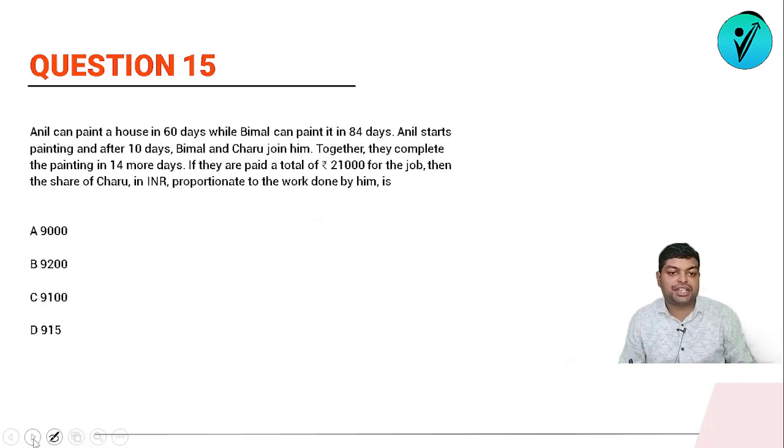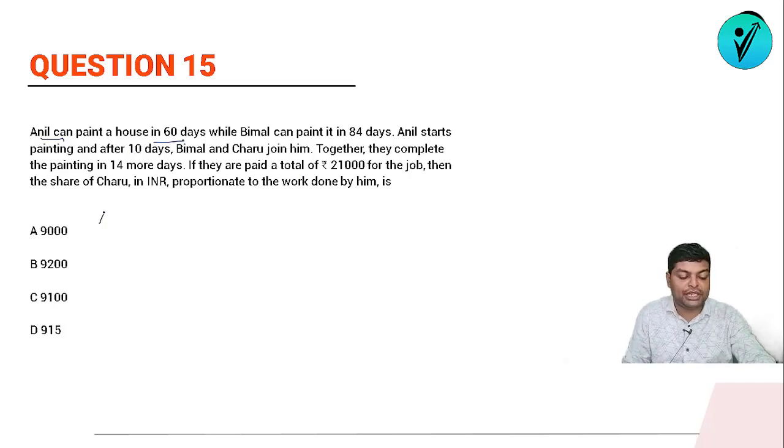So next question is question number 15. It is from the chapters of time and work. So what this question is saying that Anil can paint a house in 60 days. Means if you'll employ Anil to do a particular work, he can do it in 60 days. Okay. Bimal can paint it in 84 days. If you'll hire Bimal, he will be doing it in 84 days. Anil starts painting and after 10 days, Bimal and Charu join him. Okay, so I have only this data for all time and work questions.